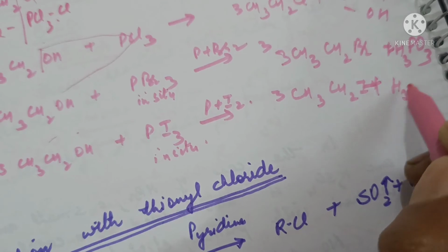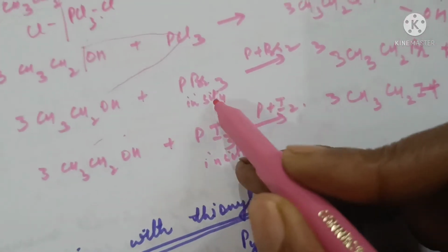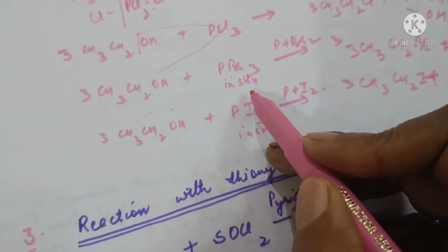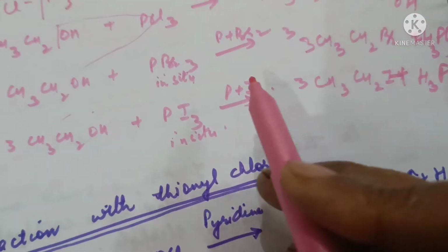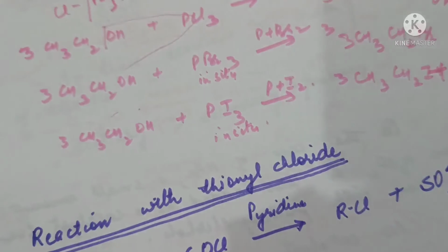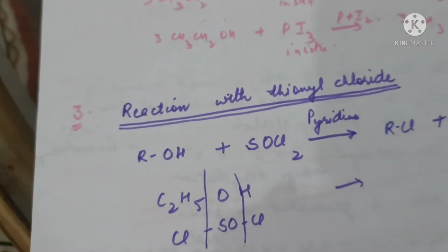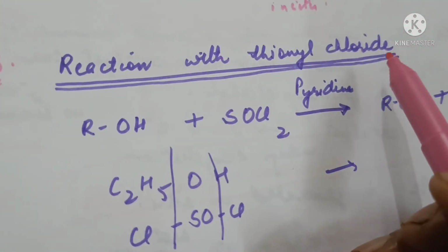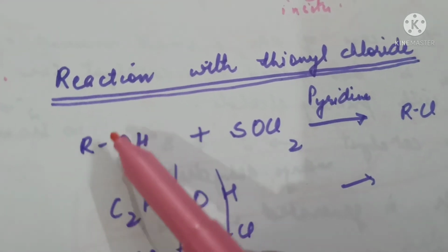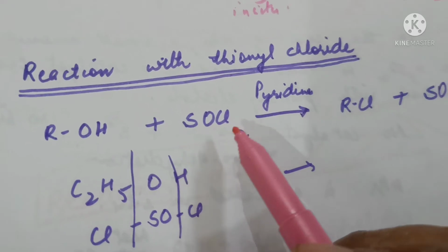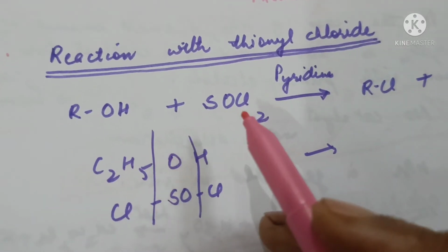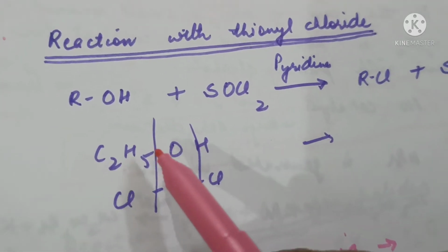Now these are unstable, so they are prepared in situ by reaction between phosphorus and bromine, and PI3 is formed by reaction between phosphorus and iodine. Next is reaction with thionyl chloride. Again, the OH part of alcohol will be given, and the products formed can be understood in this manner.